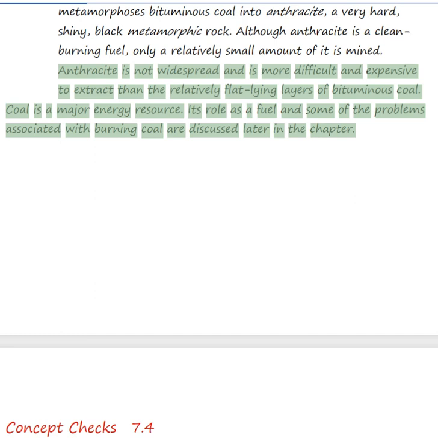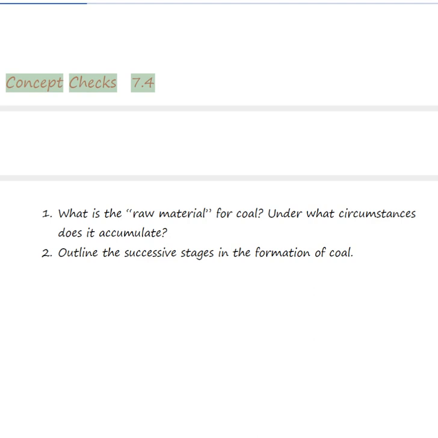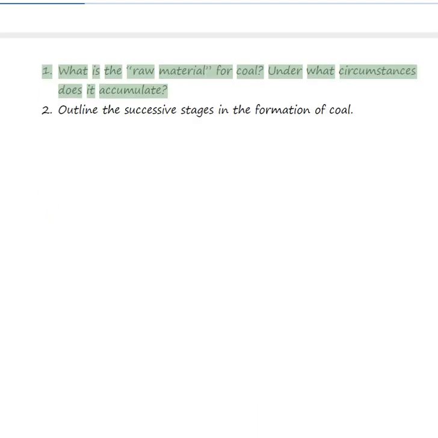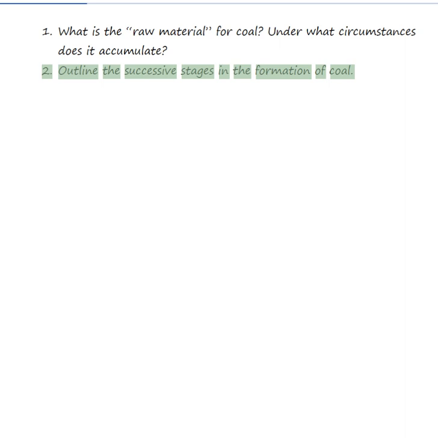Coal is a major energy resource. Its role as a fuel and some of the problems associated with burning coal are discussed later in the chapter. Concept checks 7.4. 1. What is the raw material for coal? Under what circumstances does it accumulate? 2. Outline the successive stages in the formation of coal.